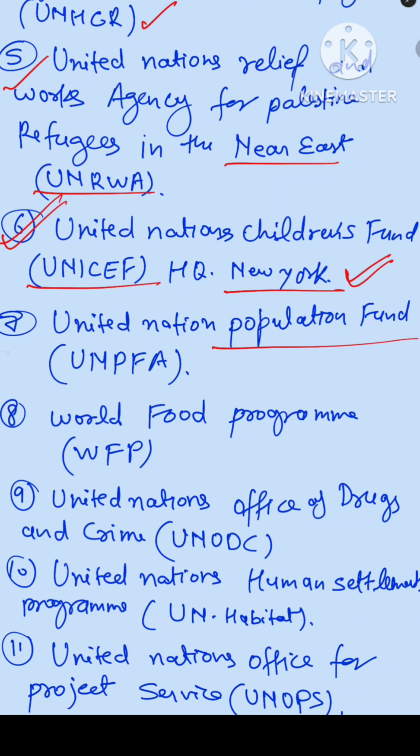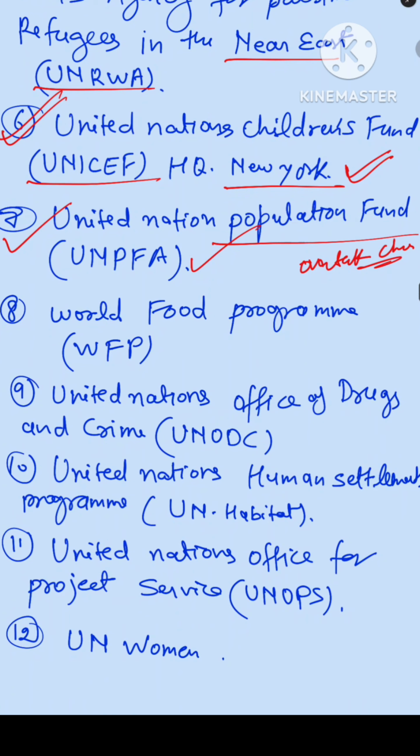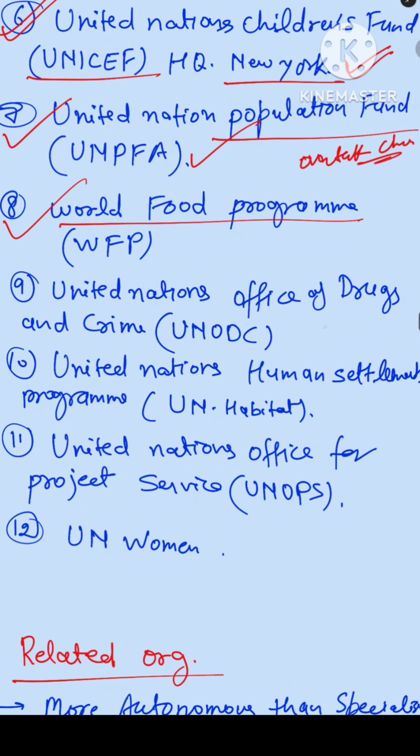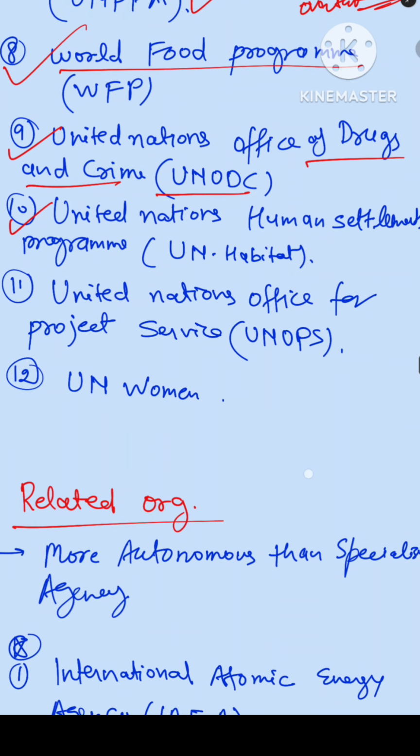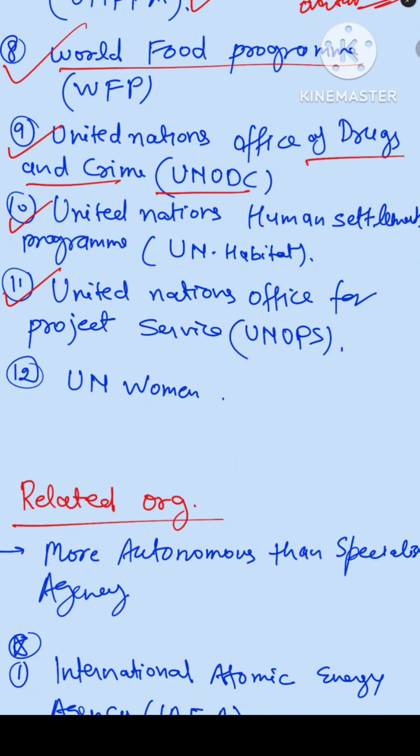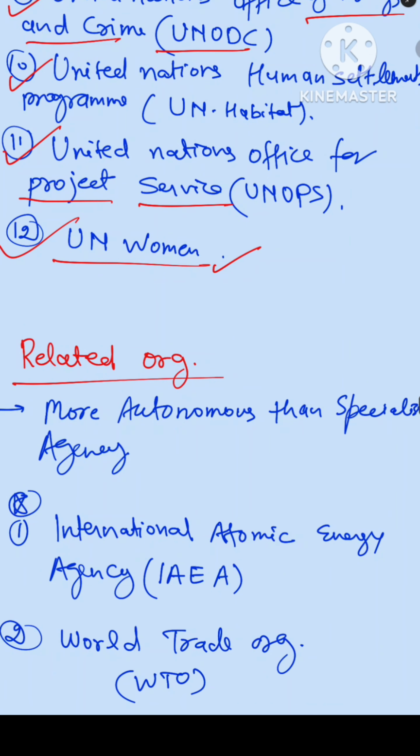United Nations Population Fund. Last year this organization was in news because India overtook China in population. That's why this organization talks about population matters. This organization is very important, like the World Food Programme. And another one is the United Nations Office on Drugs and Crime. Sometimes it also comes in news. And the United Nations Human Settlements Programme, a little bit important. And the 11th one is the United Nations Office for Project Services. This is a little bit important, but this one is very important, United Nations Women. Many times it comes in news, so we have to remember these organizations.